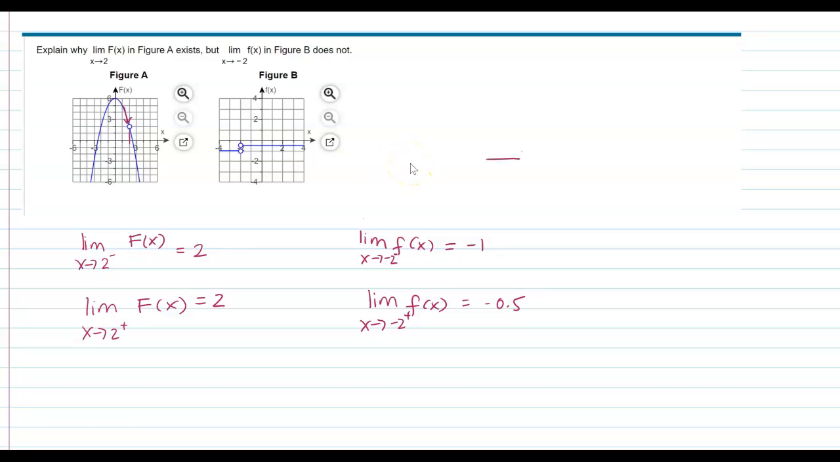So if you see something like that and like that, then because of this break here, the limit of that function does not exist. But if there's just a hole, then the limit of that function at that point exists. In other words, if you stick to the definition, because the left-hand limit is not equal to the right-hand limit, then the limit does not exist.